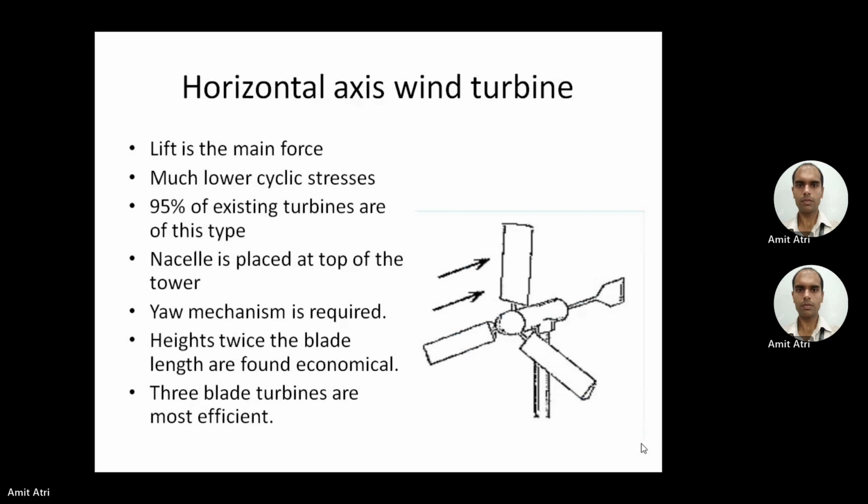So the nacelle is placed at the top of the tower, that we have seen from the construction and working point of view. The generator and the mechanism are there. The yaw mechanism is required here. We need to twist, rotate or steer the upper part, the body, as per the wind direction. A height of twice the blade length is found economical. Means much height. The more the height, the better our wind turbine. And most commonly, most efficiently, 3 blade turbines are being used.